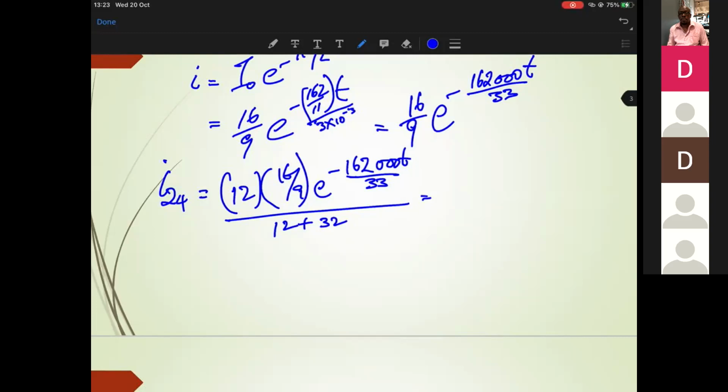Yeah, we have here, where am I? So from 4, 3, so we get 4, 3, now we get 11, okay, 16 over 33, e to the minus 162 t, right over 33.